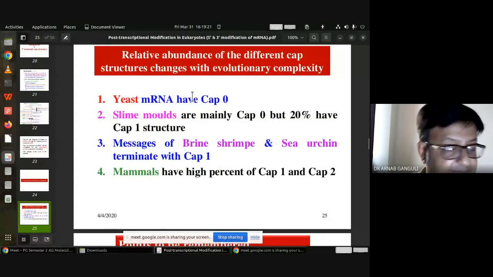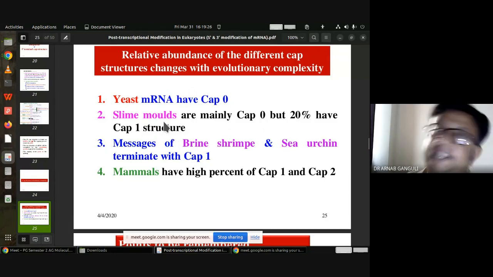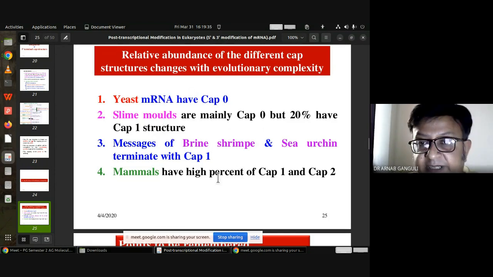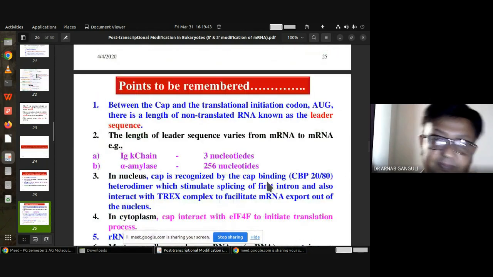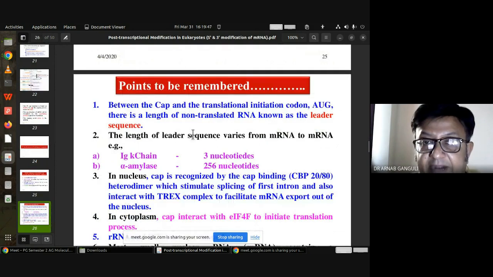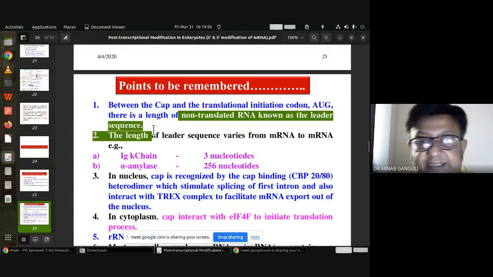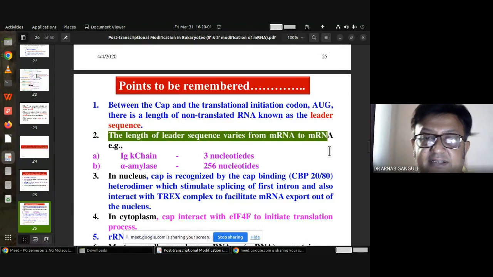Yeast mRNA have cap 0. Slime molds have cap 0, but 25% have cap 1 structure. That is, the first nucleotide at 2' position has another methyl OCH3 group. The mRNA of brine shrimp and sea urchin terminate with cap 1. Mammals have a high percentage of cap 1 and cap 2. Between the cap and translation initiation codon AUG, there is a length of non-translated RNA known as the leader sequence, UTR. The length of the leader sequence varies from mRNA to mRNA.